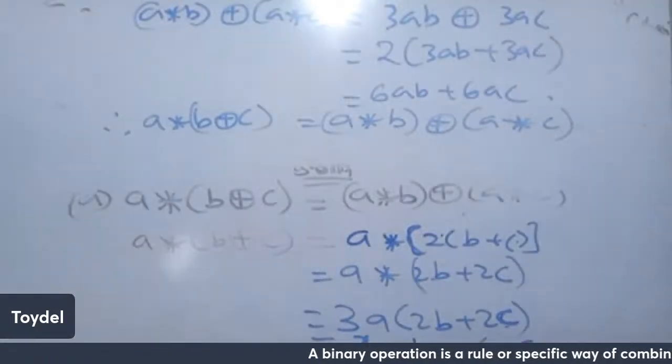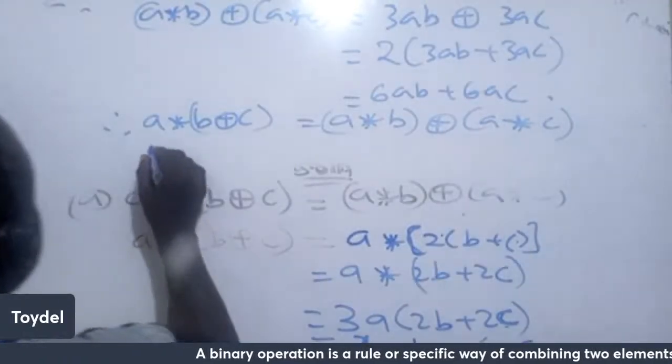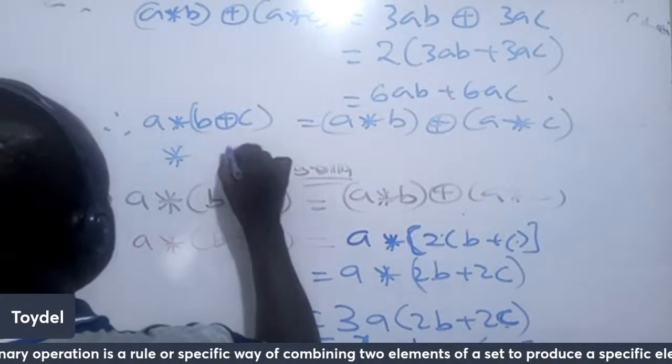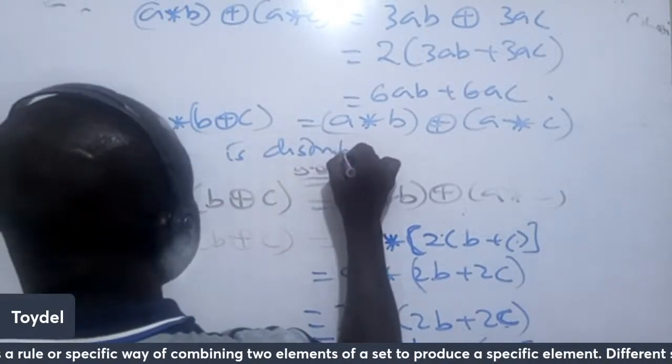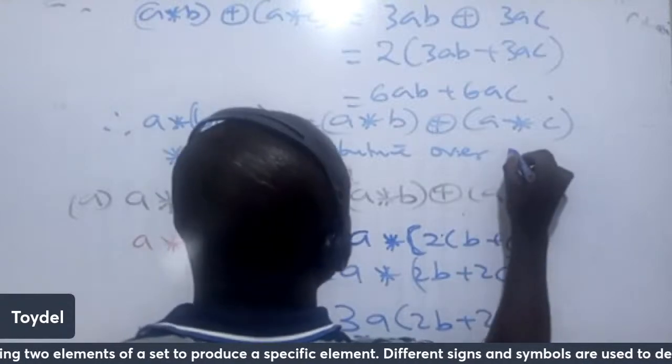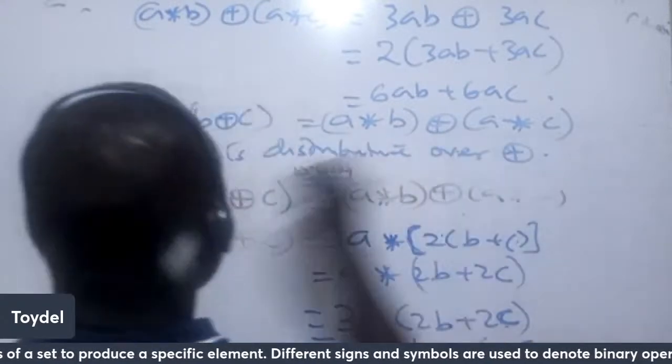So since we are able to show that, it simply means that star is distributive over plus. So we have been able to show that.